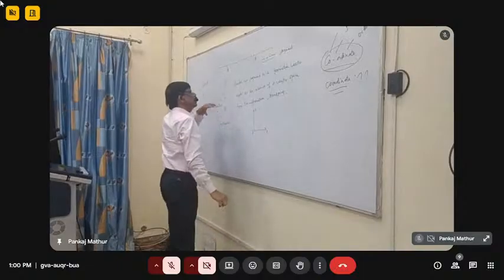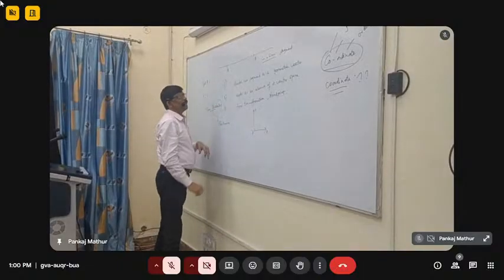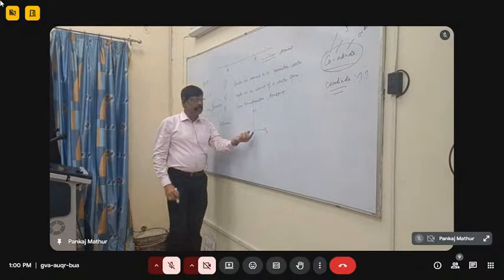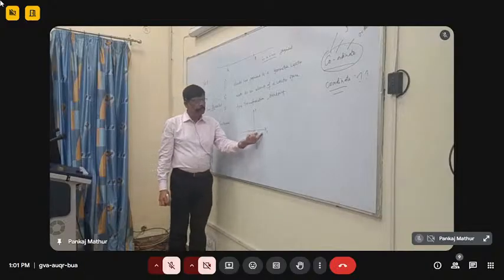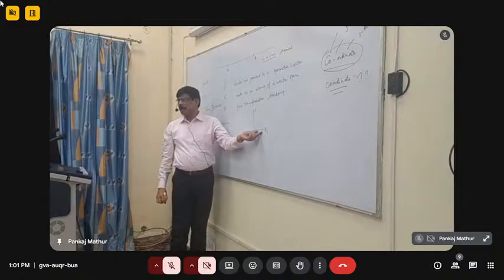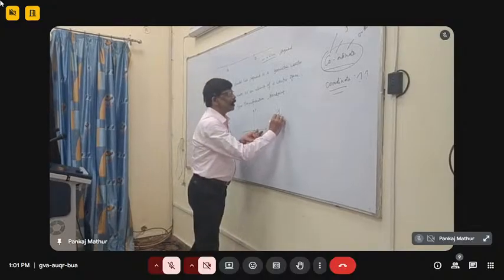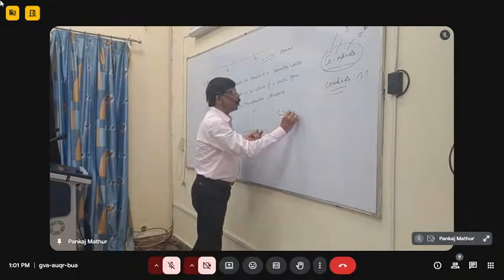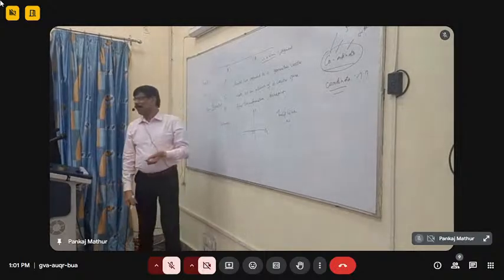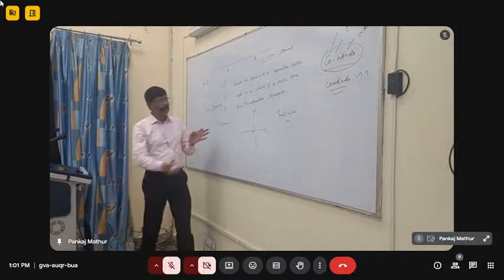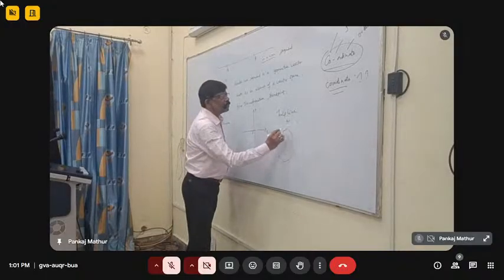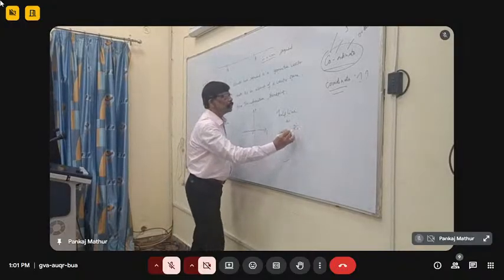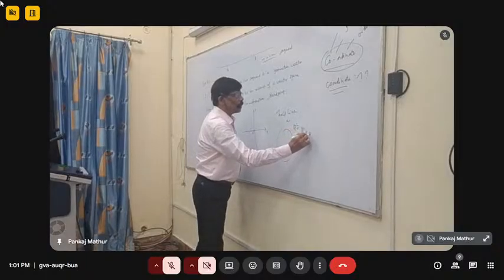AB is a line segment. But this line, this axis, we take in this way. So this portion we can say is the half line, or sometimes it is said to be a half ray of this line.